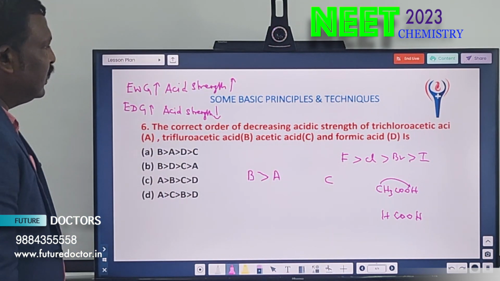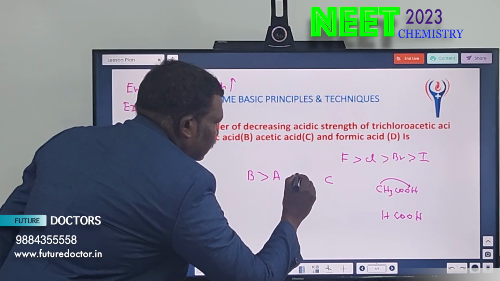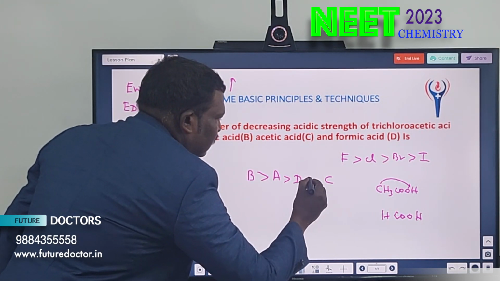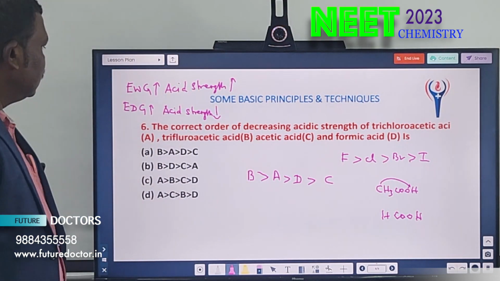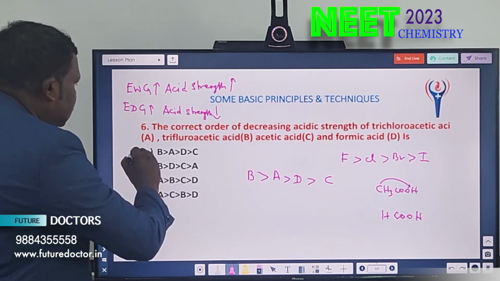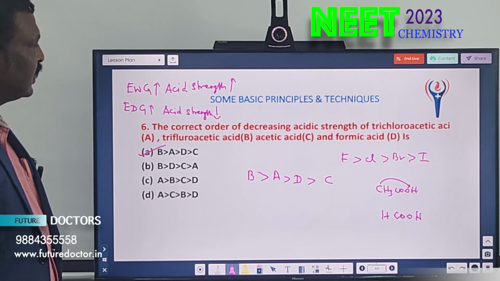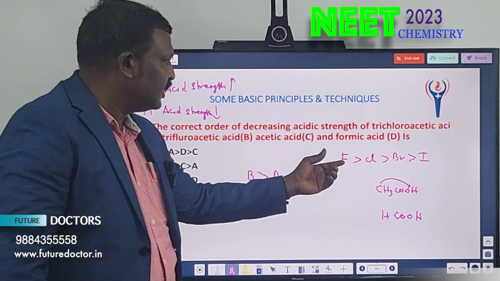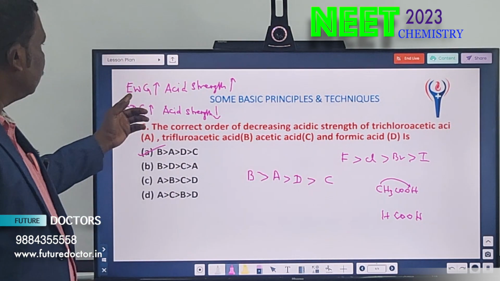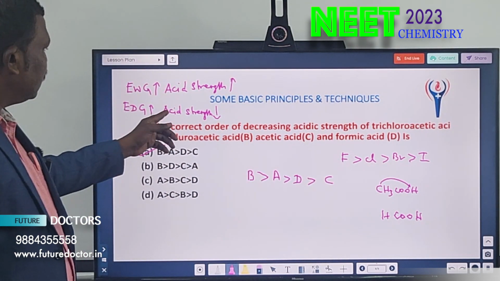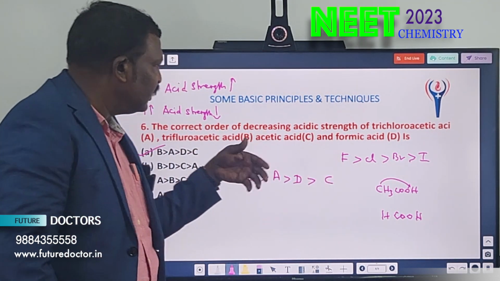Then the next one is D. Okay, this is the order. Are you following? So B, A, D, C. So answer A is the correct one. Understood? This is electron withdrawing tendency, and this is electron donating tendency; all alkyl groups have electron donating tendency.